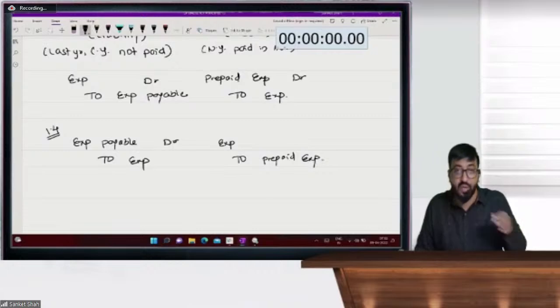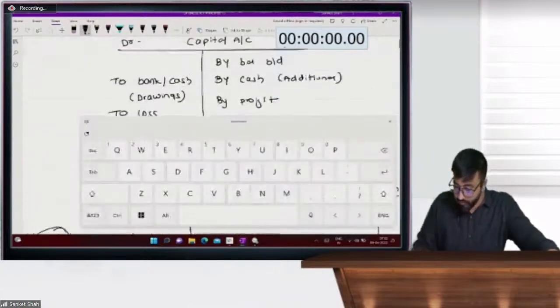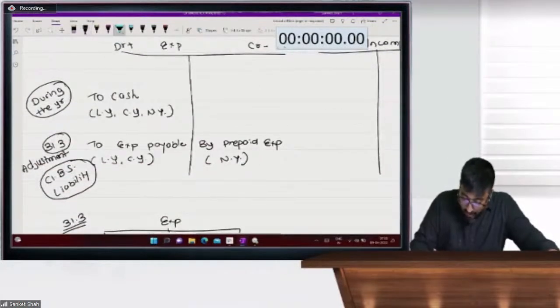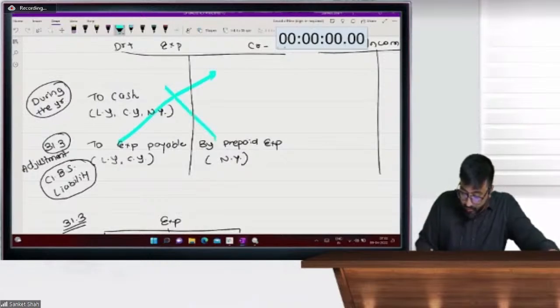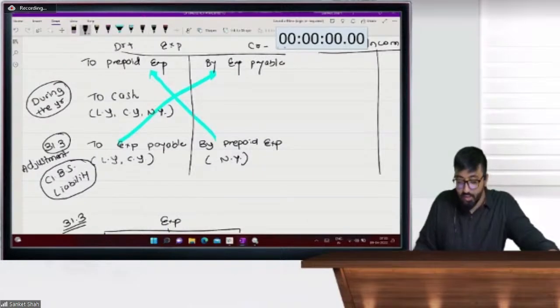Today's session is very, very important from the basics point of view. On the opposite side, now see, on the opposite side, you are going to record this. So here, beta, to prepaid expense and by expenses payable. Now think logically.